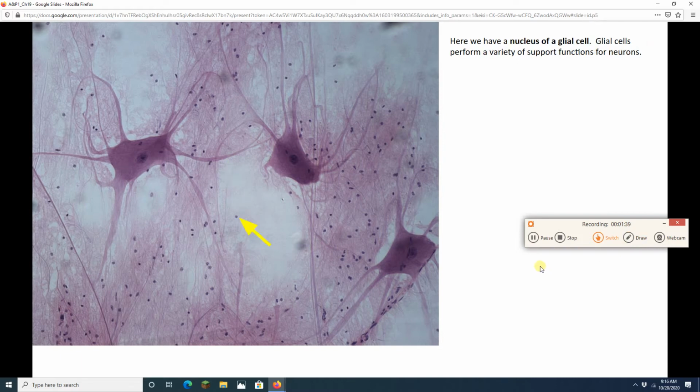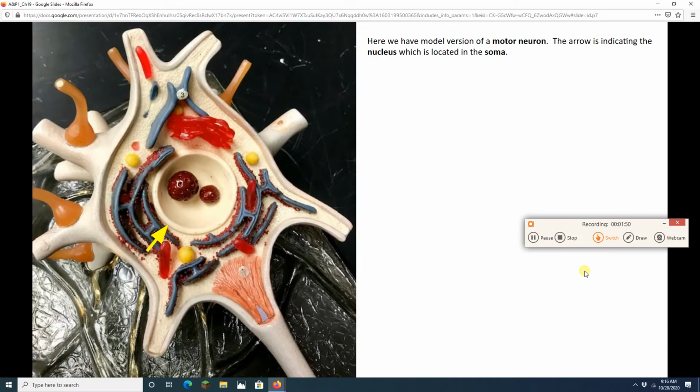All right, got my glial cell there. We know glial cells provide a variety of support functions for neurons: physical support, chemical support, defense, all sorts of things. And with that, we're done with the histology, and we're moving on to a model of a motor neuron.